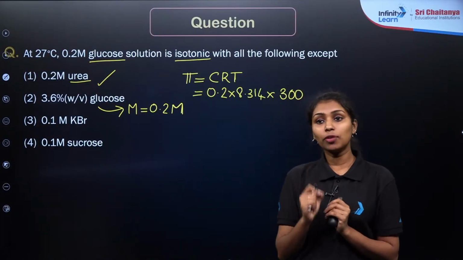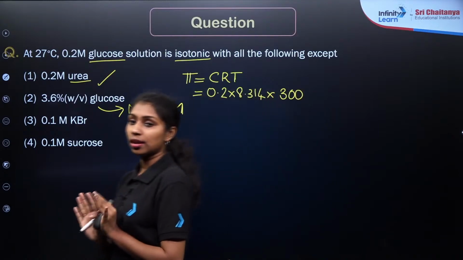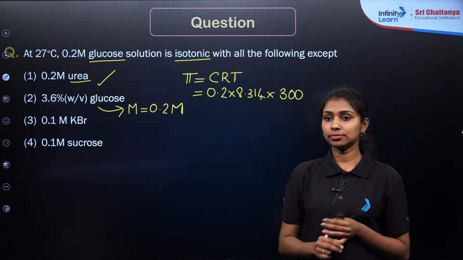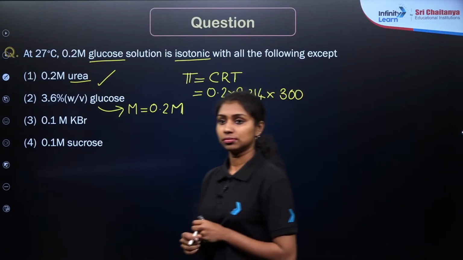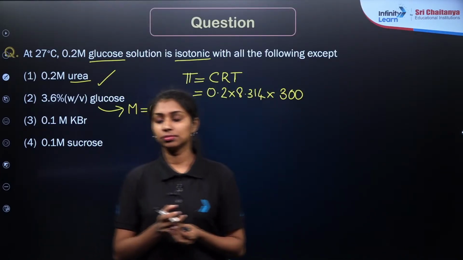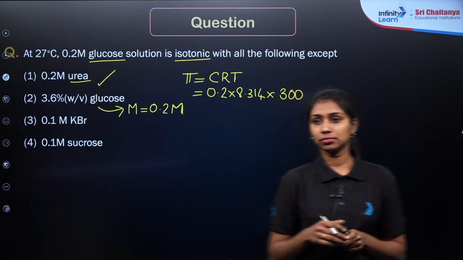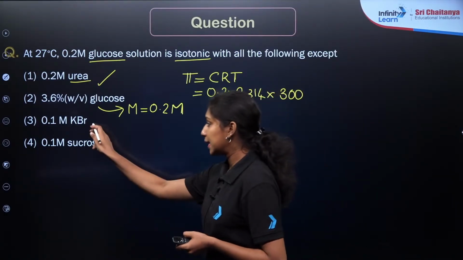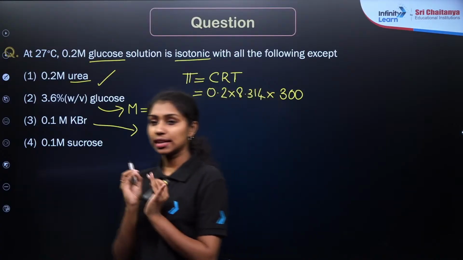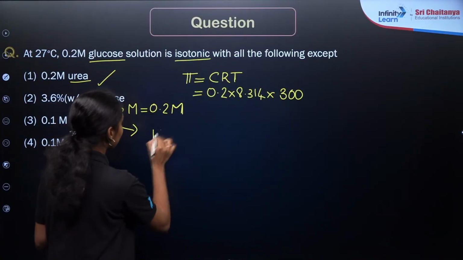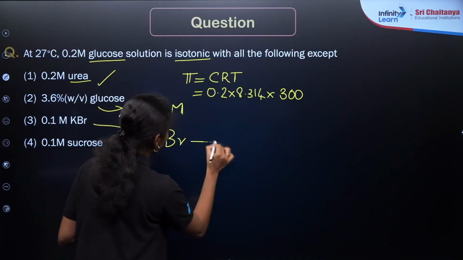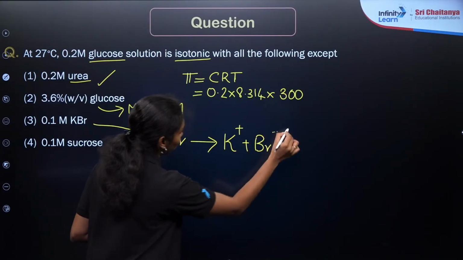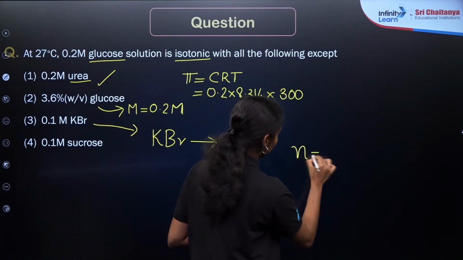Then what about the third one? 0.1 molar KBr. This is an electrolyte, right? So it will ionize as KBr is equal to K plus and Br minus, right? So the number of particles getting after ionization is equal to 2.